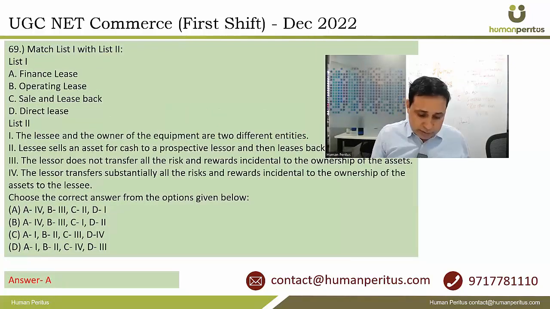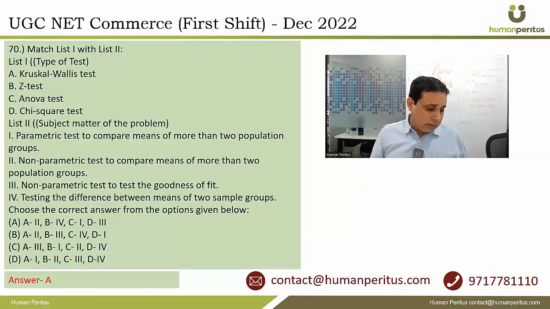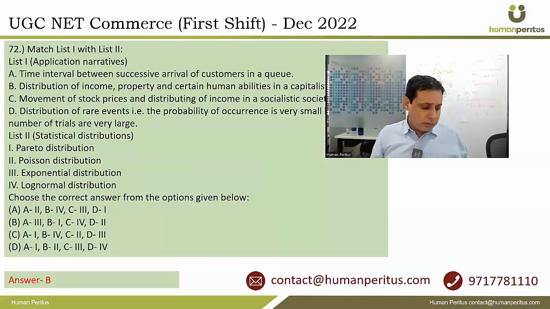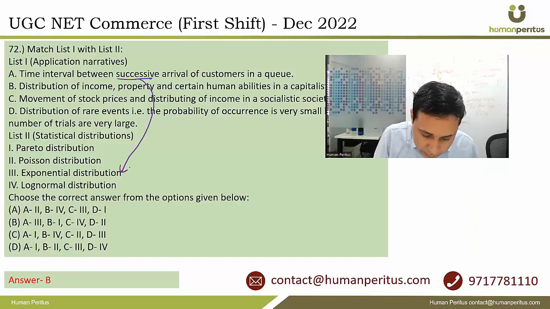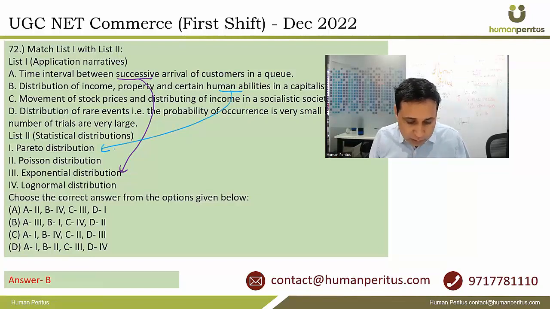Next one. Okay, these are nothing but definitions of financial lease, operating lease, direct lease. The correct answer is A. Next one. Different scenarios in which tests are applicable. Correct answer is A. Next one is that time between successive arrival of customer in a queue is nothing but exponential distribution. Then the distribution of income, property, and certain human abilities in a capitalistic economy is nothing but Pareto principle. So B will go with 1, A will go with 3.